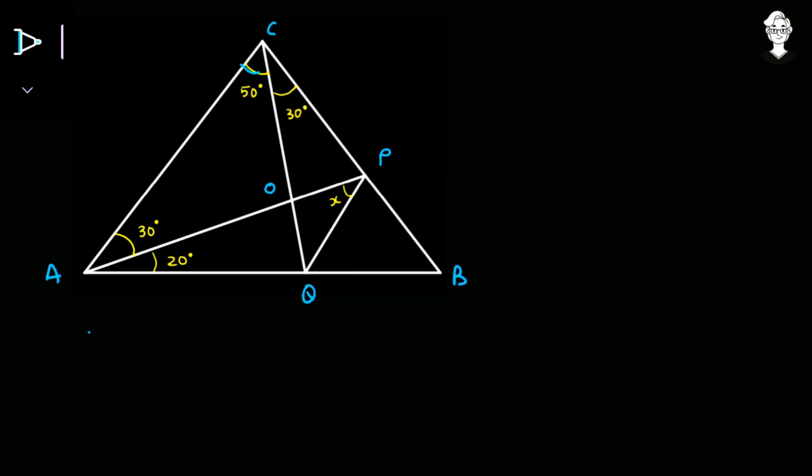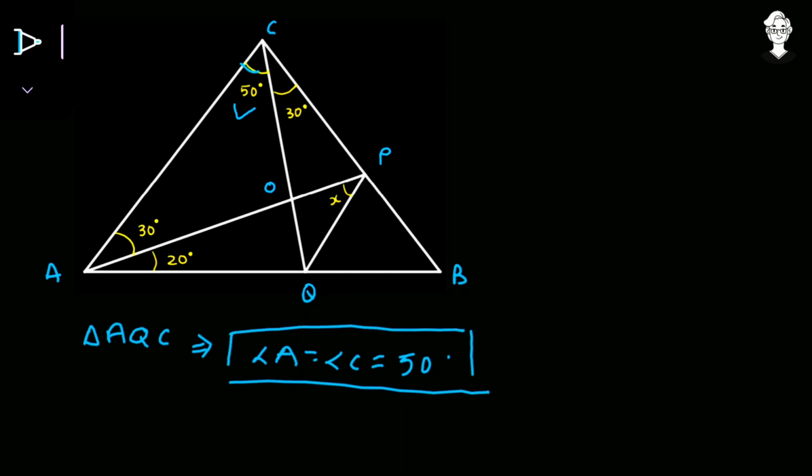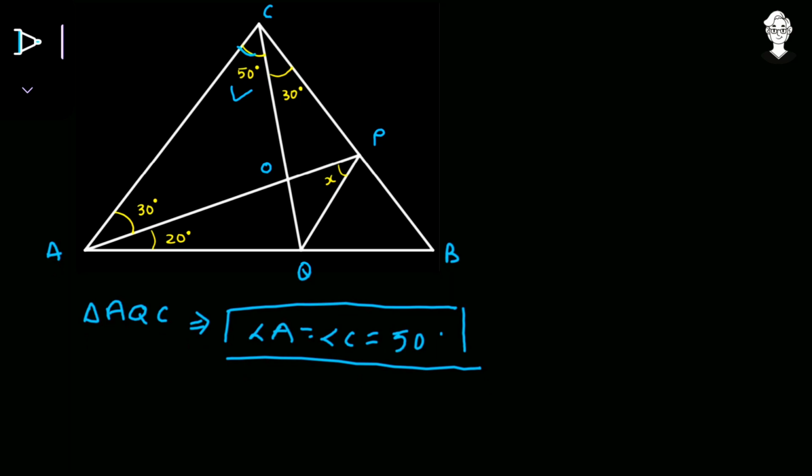Now let us have a look at triangle AQC. I'm writing it over there, triangle AQC. In this particular triangle we can see that angle A equals angle C equals 50 degrees. Angle C is 50 degrees already, and here 30 plus 20 equals 50 degrees. So in triangle AQC, the base two angles are equal, that is angle A equals angle C equals 50 degrees. So their opposite sides become equal.